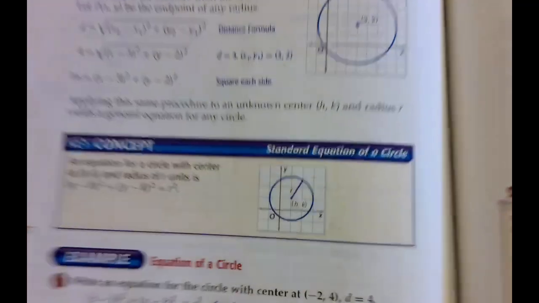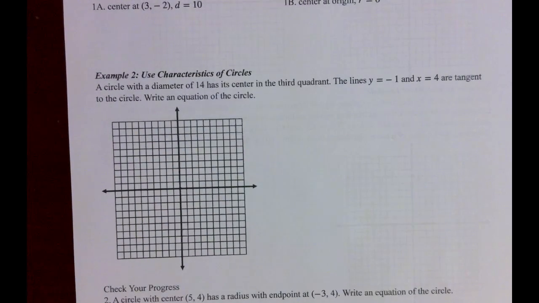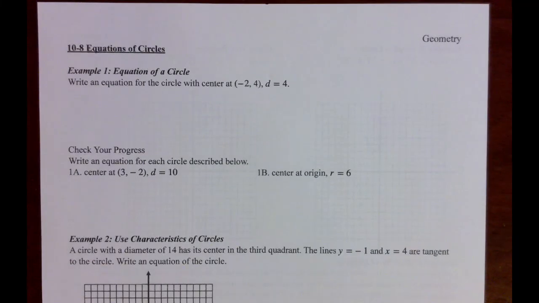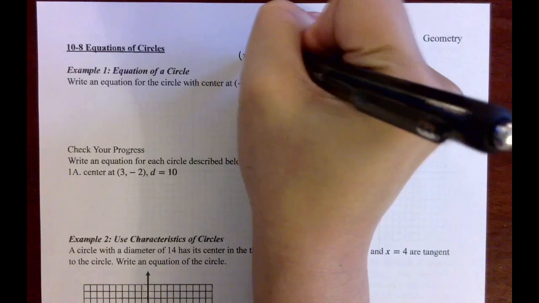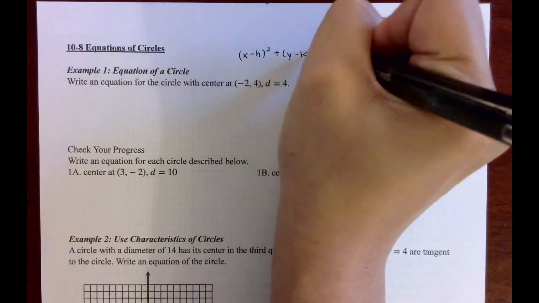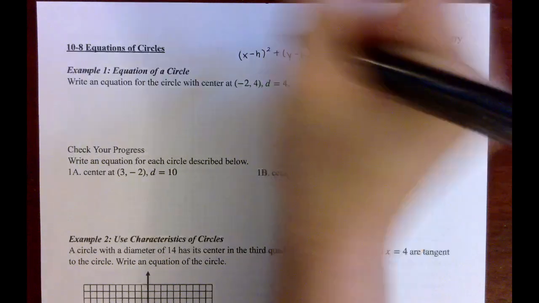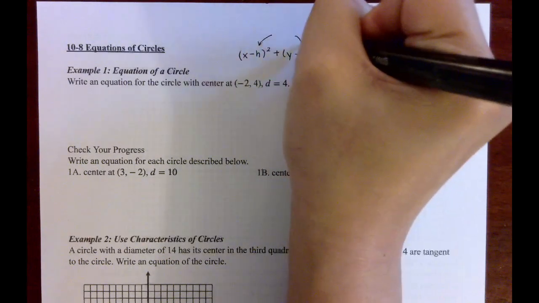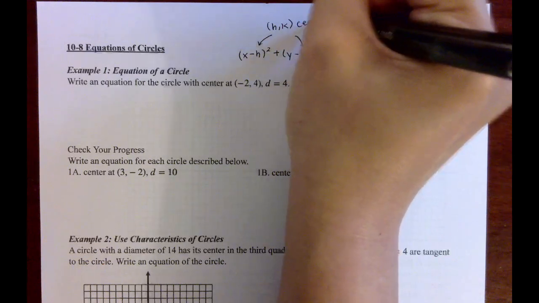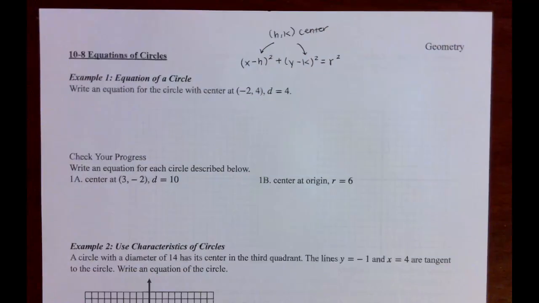So with that in mind, we're going to write an equation for our circle. I'm just going to write the equation again. It's (x minus h) squared plus (y minus k) squared equals my radius squared. And h and k together as an ordered pair is my center. Okay, and there you go.